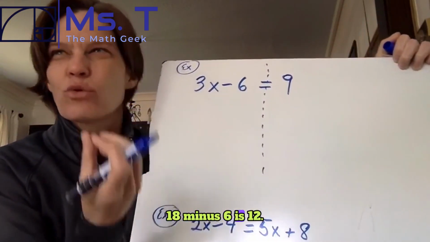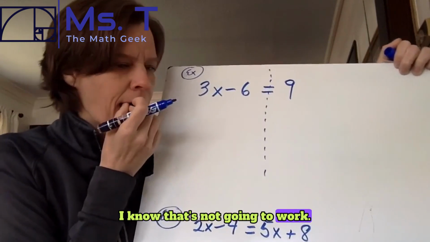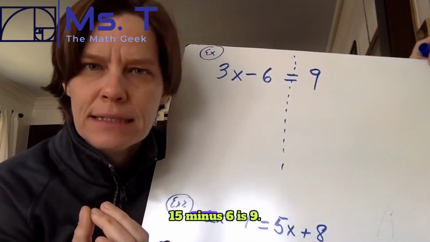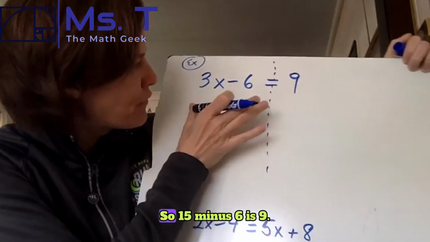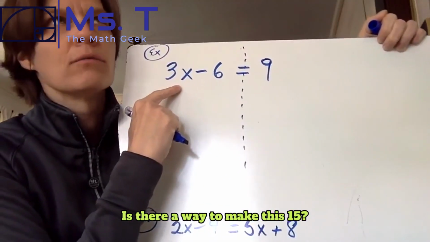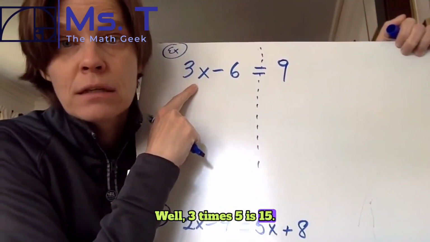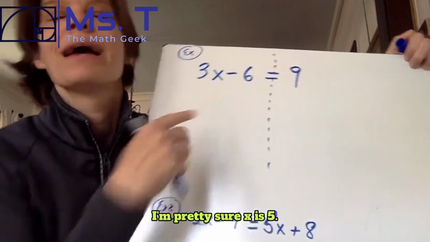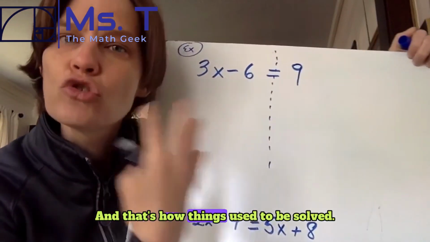18 minus 6 is 12. No, that's not going to work. 15 minus 6 is 9. So 15 minus 6 is 9. Is there a way to make this 15? Well, 3 times 5 is 15. I'm pretty sure x is 5. And x is 5. And that's how things used to be solved.